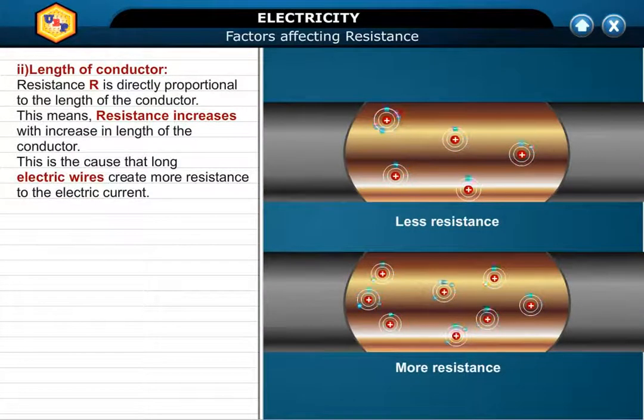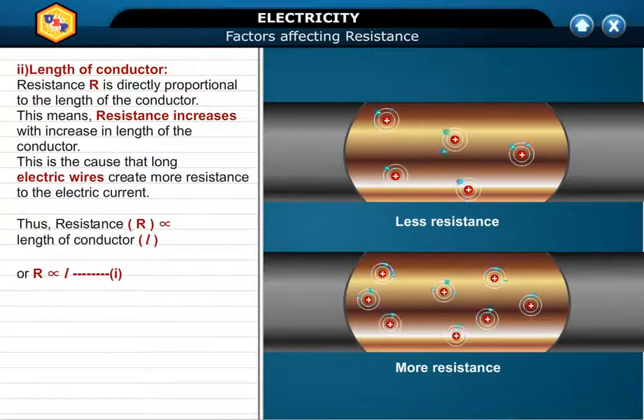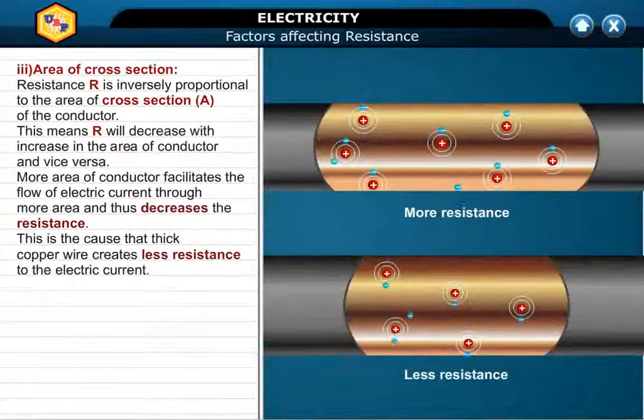Number 2. Length of conductor. Resistance R is directly proportional to the length of the conductor. This means resistance increases with increase in length of the conductor. This is the cause that long electric wires create more resistance to the electric current. Thus, resistance R is directly proportional to length of the conductor L, or R ∝ L, equation number 1.